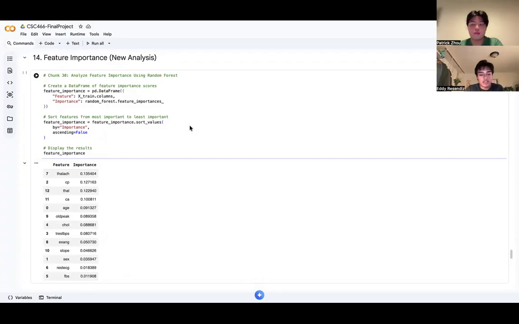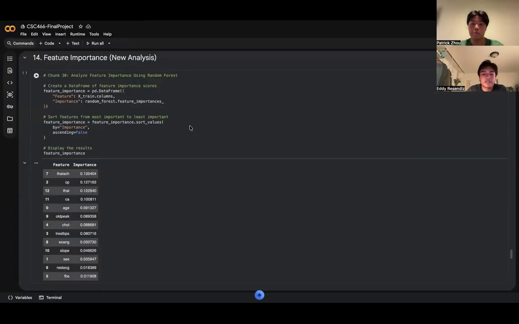And the reason why this is important is because it goes beyond asking which model performed the best, and it answers the question, what information did the model find most useful? So for example, you can find features such as chest pain type, the number of major vessels, which is CA, and the maximum heart rate. These findings help explain the model's decisions and provide meaningful insights that you can discuss with our findings.